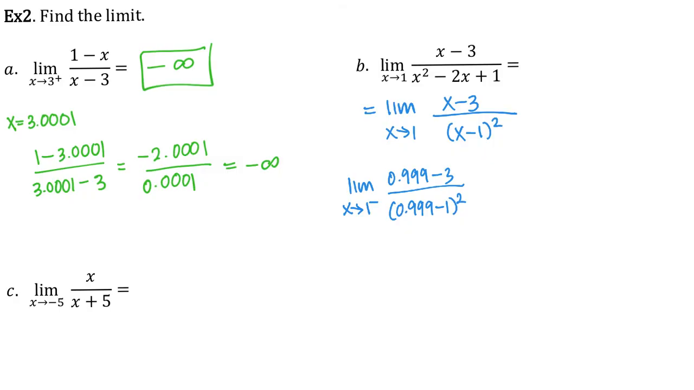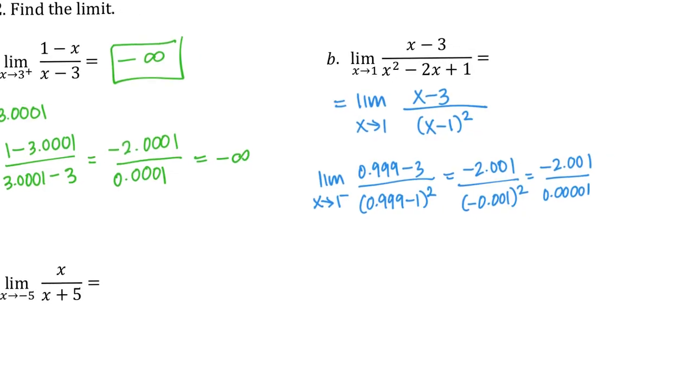Okay, 0.9999 minus 3, negative 2 point something. And then in the denominator, I have negative 0.001 squared, which is going to give me a negative 2 point something. Now, if I do negative 0.001 and I square it, I'm going to get 0.000, I don't know how many zeros there are. Actually, I do, there's 4, 1. So negative 2 divided by positive 0 is going to give me negative infinity. Okay, now let me check it from the positive side so I can see if they converge to the same thing or if it's going to be doesn't exist.